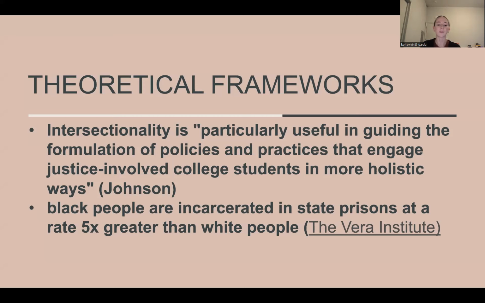It's also critical to note that the criminal justice system disproportionately impacts people of color. According to research conducted by the Vera Institute, Black people are incarcerated in state prisons at a rate 5 times greater than white people. Constructing more equitable and inclusive anti-racist classroom practices necessitates an attendance to the intersection of race and justice involvement. For these reasons, Johnson argues that institutional and pedagogical practices which do not consider the nuanced ways that justice-involved students' experiences are shaped by their involvement with the criminal justice system as well as by race are unlikely to be truly inclusive.